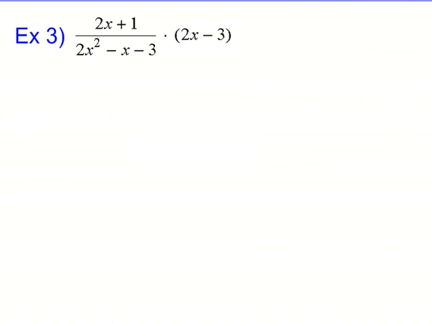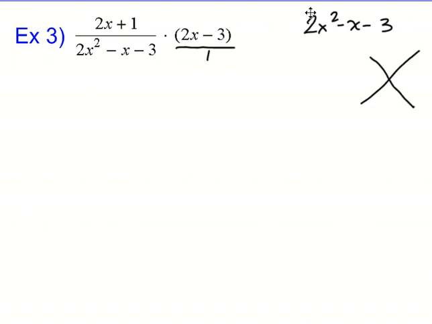Let's take a look at another multiplication problem. (2x plus 1) divided by (2x squared minus x minus 3), times (2x minus 3). We need to remember that everything can be put over 1 so that we do have a situation where this becomes a fraction. But let's take that 2x squared minus x minus 3, and I will show you how to use the diamond on this one so that everybody remembers.